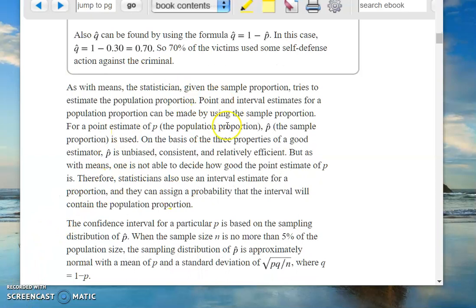Okay, so in this paragraph, he's saying, hey, it's just exactly like we did before when we were talking about the means. We're going to use a point and an interval estimate for the population proportion. And how do we do it? We take a sample proportion that gives me a point estimate, and then we will find out what the formula is for the margin of error, and that'll give us the interval estimate of the proportion. Okay, so that's kind of what he's talking about right there.